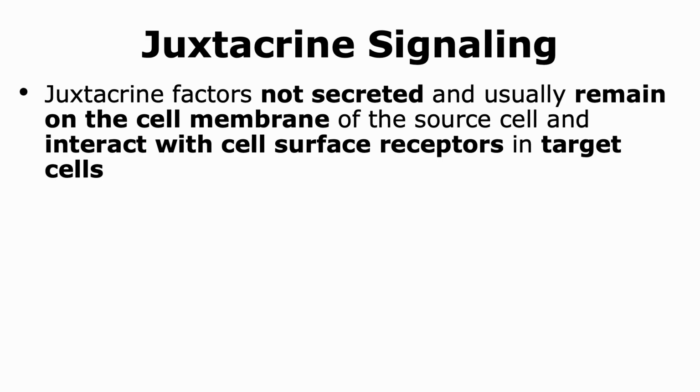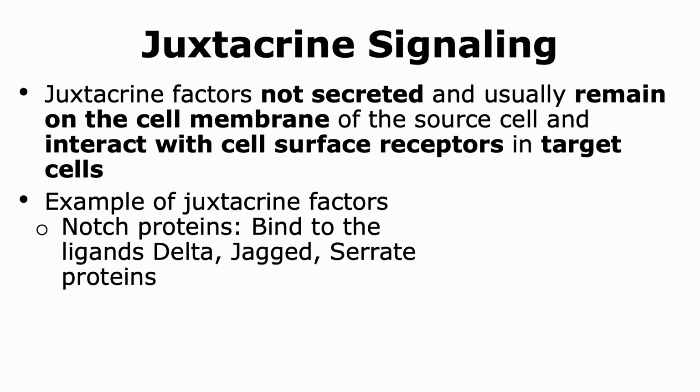So far, we have looked at paracrine signaling, but there is another type of signaling that occurs during development, which is juxtacrine signaling. Juxtacrine factors are not secreted and usually remain on the cell membrane of the source cell and interact with cell surface receptors on target cells.